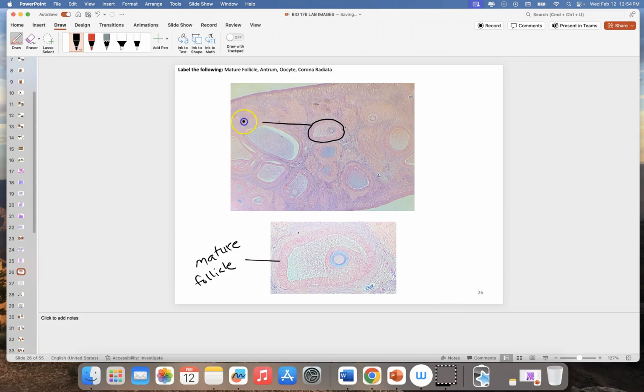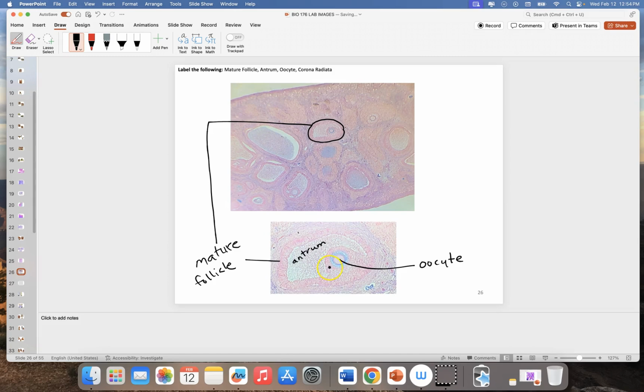And again, this up here would be the mature follicle as well. We have our large fluid-filled antrum. And then we can see our oocyte here as well. And there's going to be a layer of cells around the oocyte known as the corona radiata.